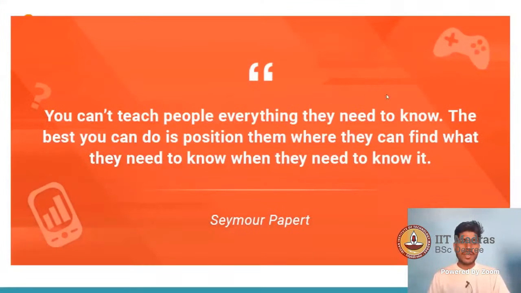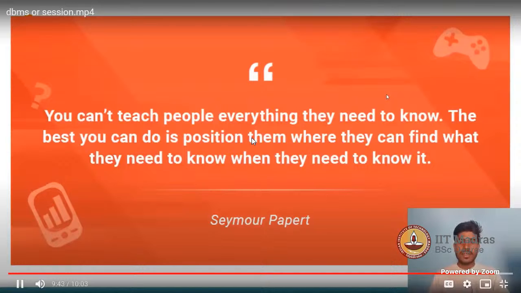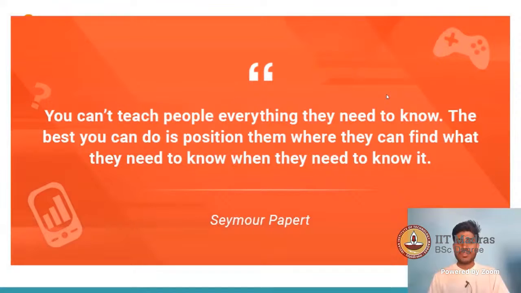Now, I would like to summarize this orientation session. These two sentences, from the summer paper, say it about teaching: You can't teach people everything they need to know. The best you can do is position them where they can find what they need to know when they need to know it. Thanks everyone.